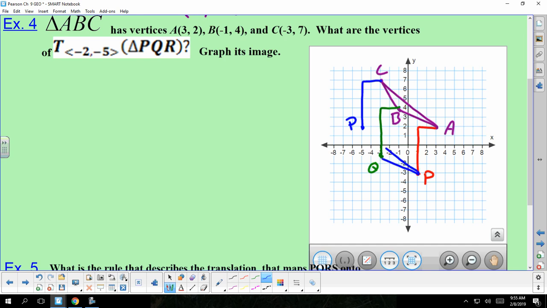Notice this will be a rigid motion as well. We have the same shaped triangle as well as the same size triangle. Right? So those two triangles will be congruent. Translations always are rigid motions. Right? They always preserve the size and shape of the thing.